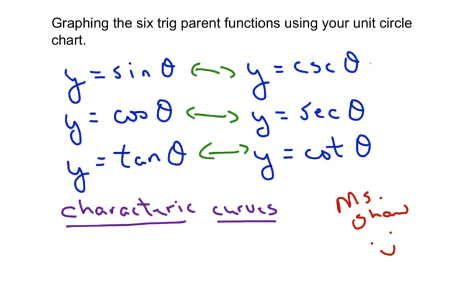This video is on sketching the 6 trig parent functions using your unit circle chart. Namely, we're going to be using the quadrantal angle values that will help us graph the functions.